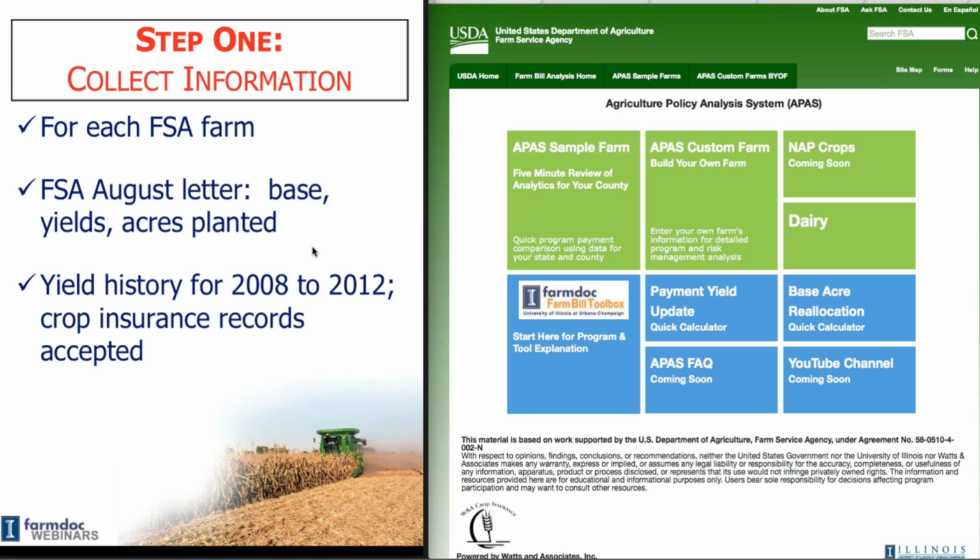You need that information along with a yield history from 2008 through 2012. The big thing there on the yield history is that you will send in a document that self-certifies yields from 2008 through 2012. If you're audited, you will need to provide outside verification of those records. Crop insurance records are accepted, as well as settlement sheets, warehouse receipts, or anything of that nature. So, big thing though, the FSA August letter.